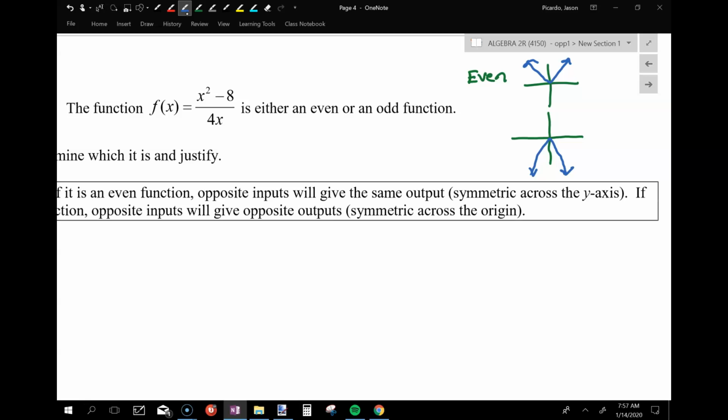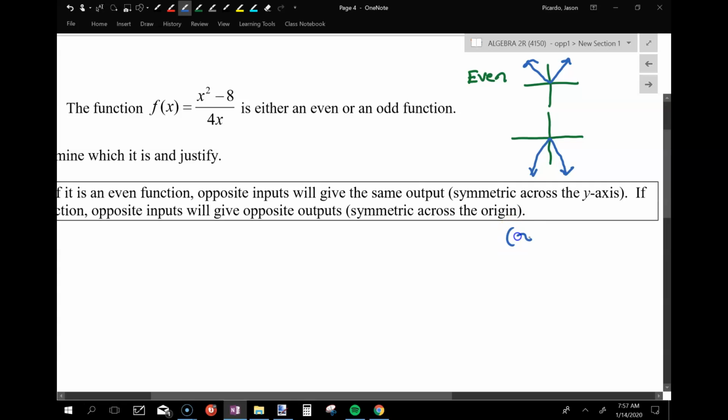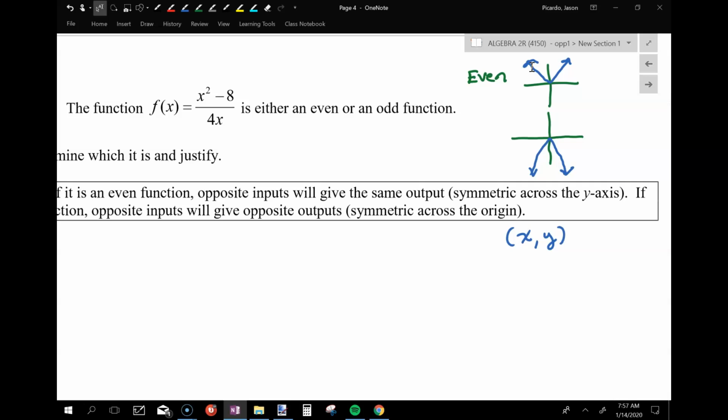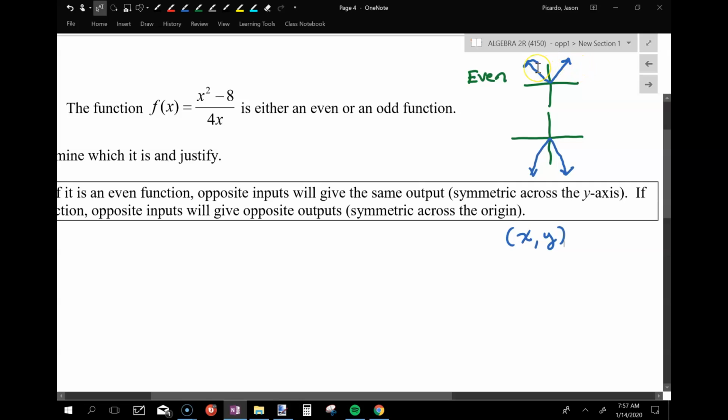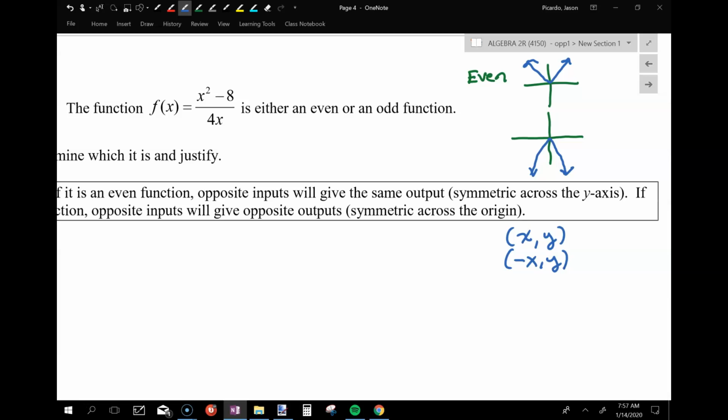The algebraic view is this. If I have a point x comma y, so let's suppose this point right here is (x, y), then there's a point on the other side of it. What's that point? Negative x, y. Do you guys agree that the y position is the same? It's the opposite x position. So if you have a point (x, y), then you have a point (negative x, y). So what did I do right there? I looked at the opposite input and got the same output. Is that making sense?